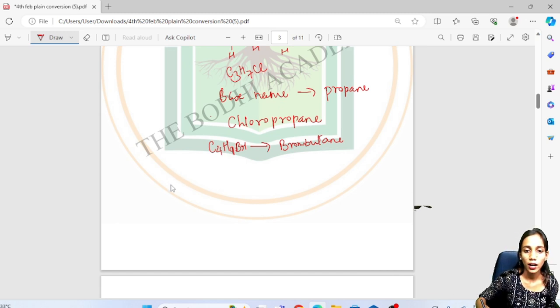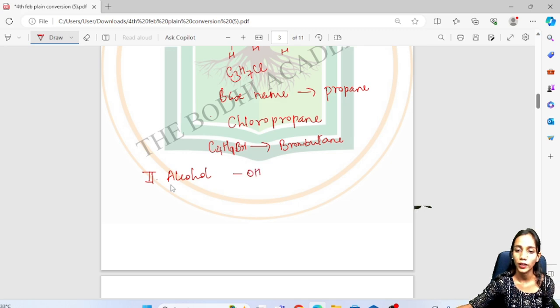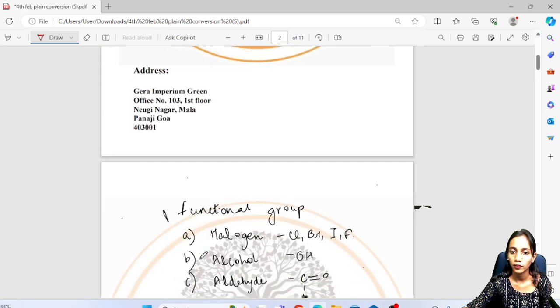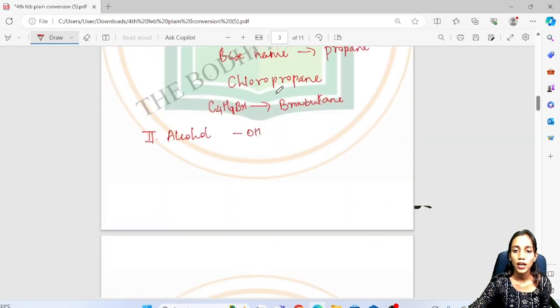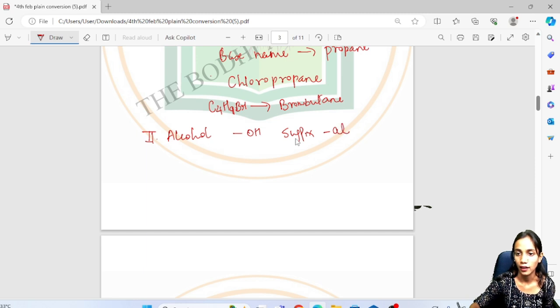Now the second one is alcohol. The formula for alcohol is OH. Now over here you are adding a suffix. Suffix means after the parent chain. The suffix is OL.